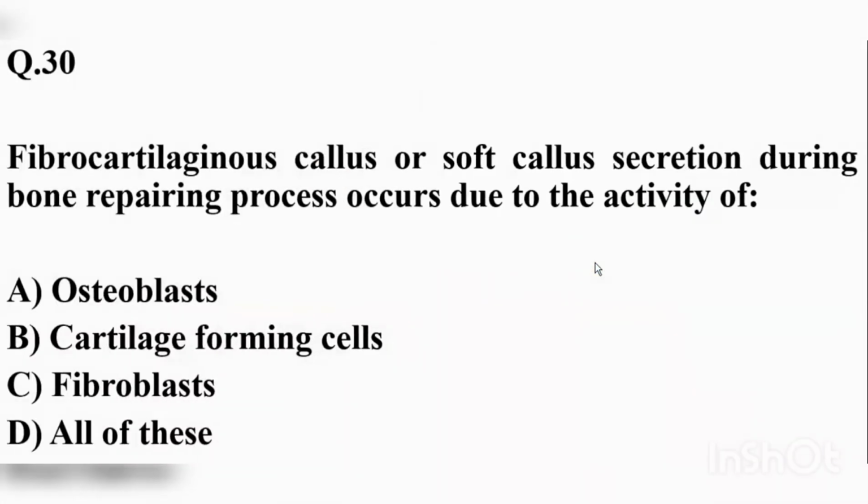And the last one, fibrocartilaginous callus or soft callus secretion during the bone repairing process occurs due to the activity of osteoblasts, which form osteocytes over there, cartilage forming cells, as well as fibroblasts, which secrete collagen. So delta is the right option.